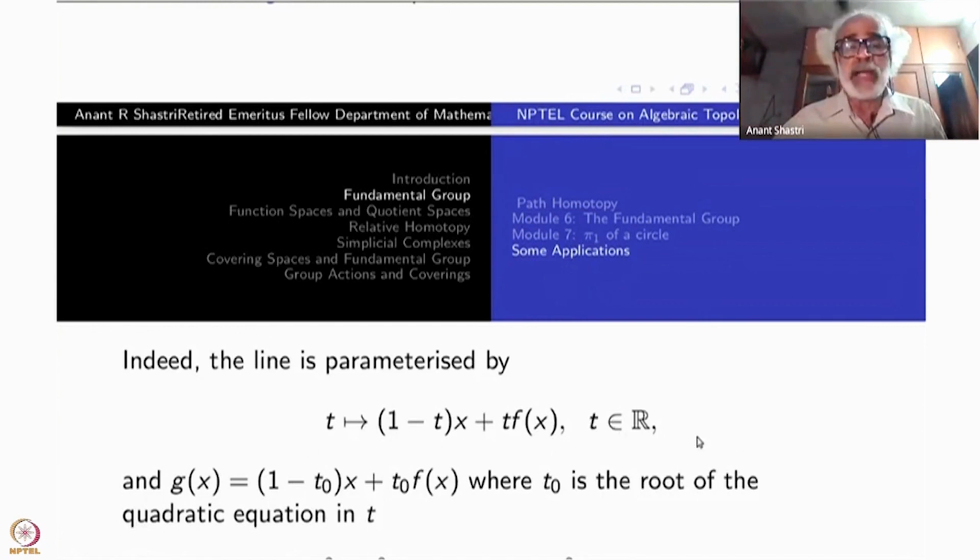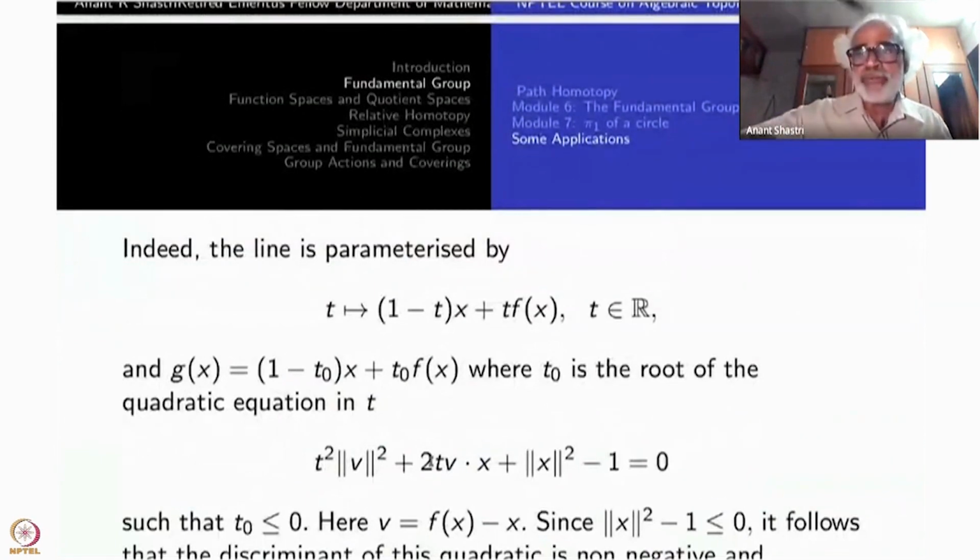But I don't want the entire line. I want g(x), which is (1 minus t0) times x plus t0 times f(x), where t0 is the root of a quadratic equation in terms of t. What is that equation? The norm of this vector must be equal to 1 because it is on the circle. You can rewrite this whole thing as t0 squared times norm v squared plus 2 t0 times v dot x plus norm of x squared minus 1.